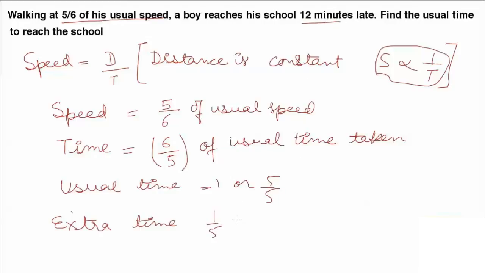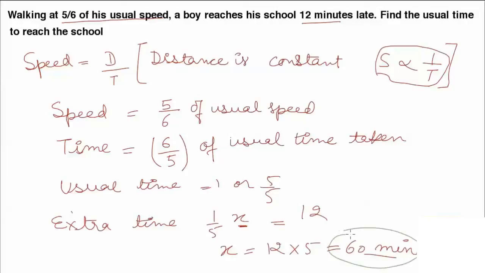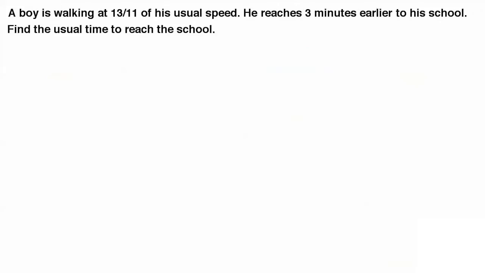So 1/5 of usual time, we take x as usual time taken, 1/5 of usual time is 12 minutes. And the usual time comes out to be 12 multiplied by 5. So that is 60 minutes or 1 hour. So 60 minutes is our answer. The boy usually takes 60 minutes to reach his school, and that is our answer.